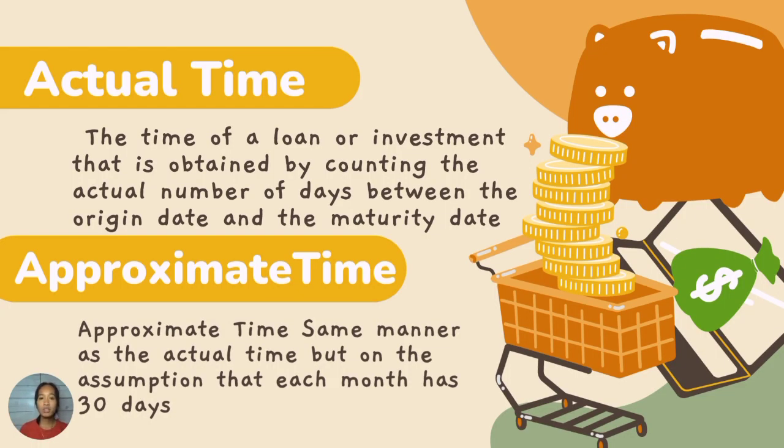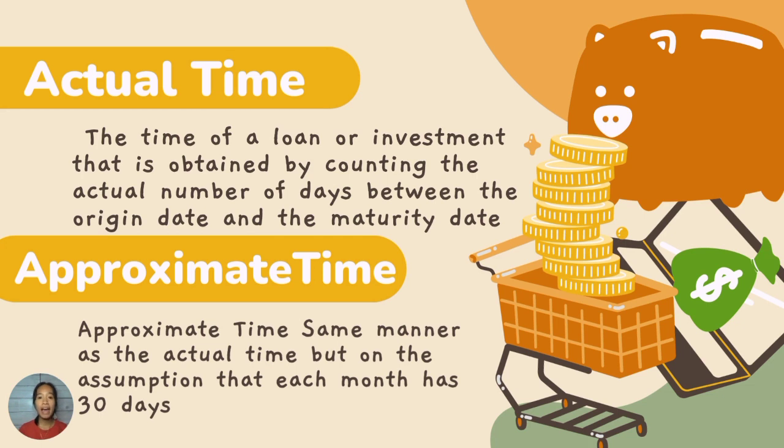So what is actual time? It is the time of a loan or investment that is obtained by counting the actual number of days between the origin date and the maturity date. In other words, actual time is the real time, while approximate time is found in the same manner as the actual time, but on the assumption that each month has 30 days.